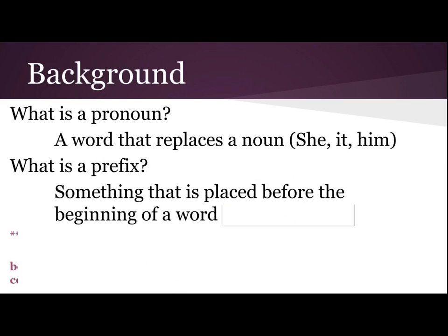So let's get started. I also wanted to provide some background information about pronouns and stems and how stems are found and how they function within the Oneida language. So the first one, what is a pronoun? A pronoun is a word that replaces a noun. Examples in English are she, it, him, them, us, we. And all of our pronouns are prefixes, and that means that they are placed before the beginning of a word, or in our case, they are placed before the beginning of a verb root.